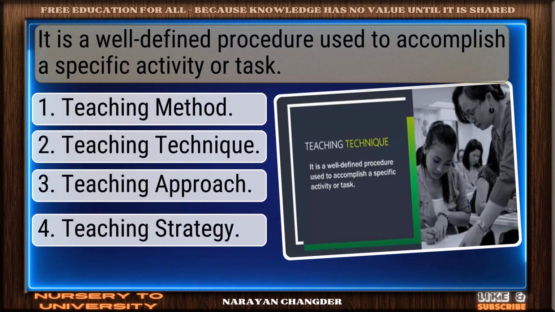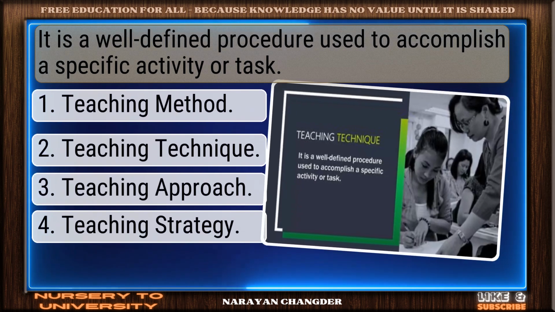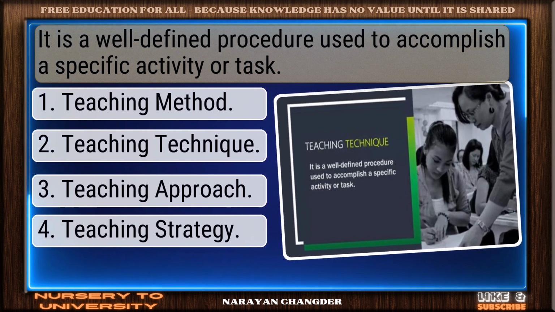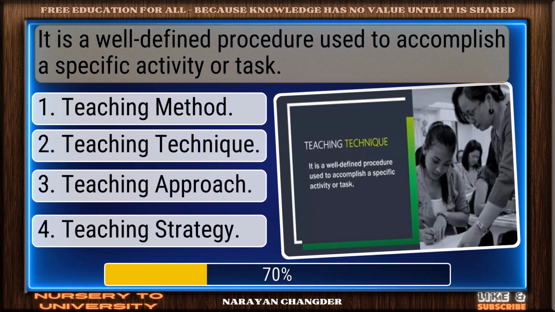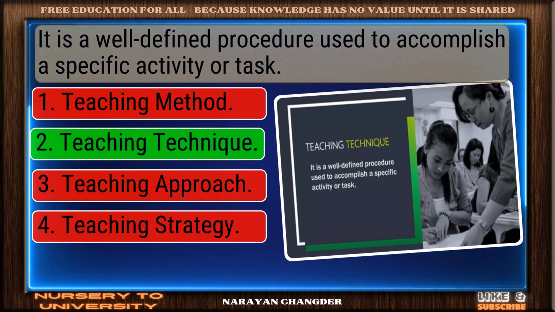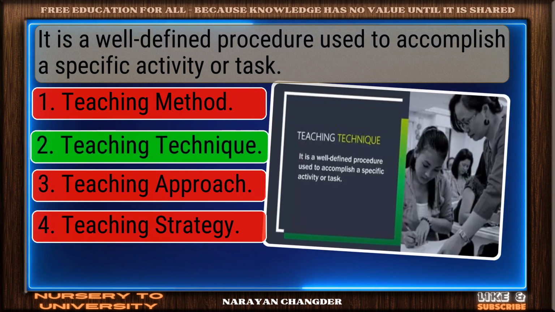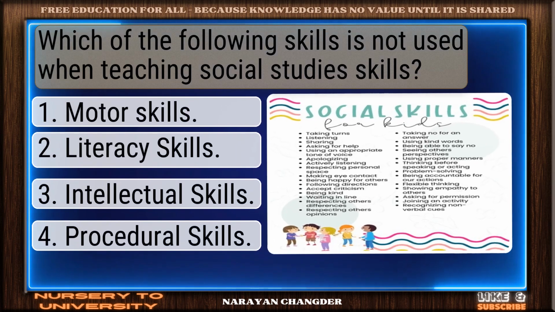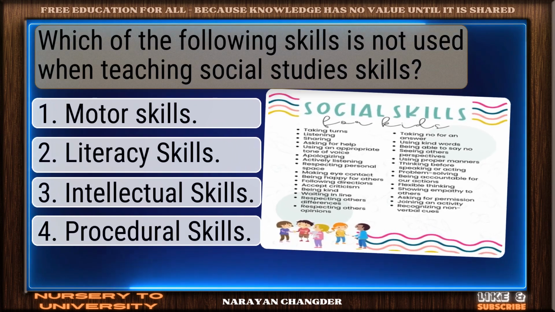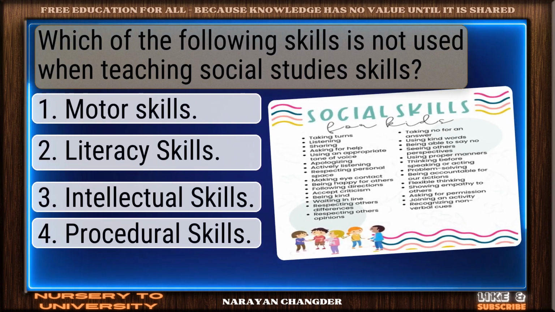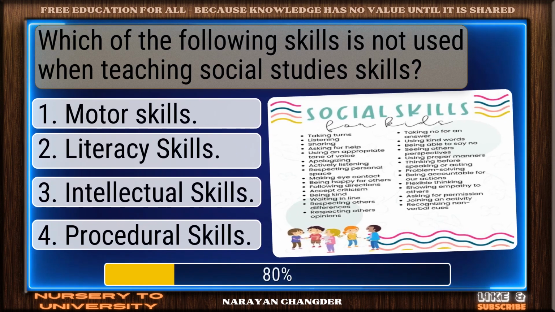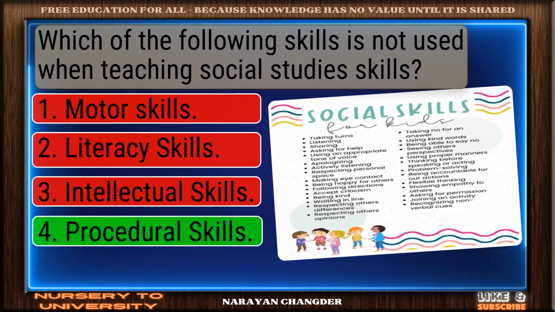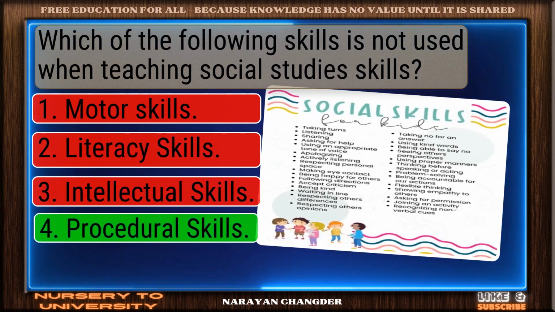It is a well-defined procedure used to accomplish a specific activity or task. Sharp thinking. Teaching technique is the right choice. Which of the following skills is not used when teaching social studies skills? Solid response. Procedural skills is a valid choice.